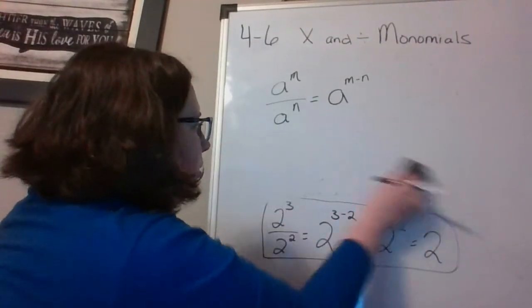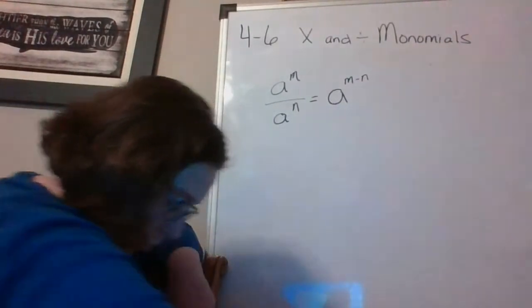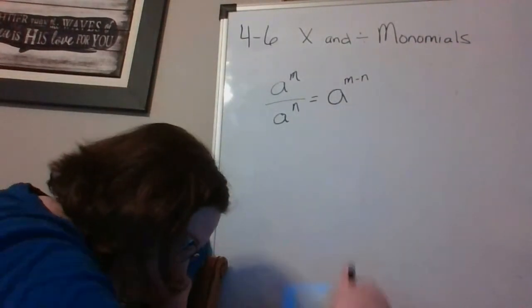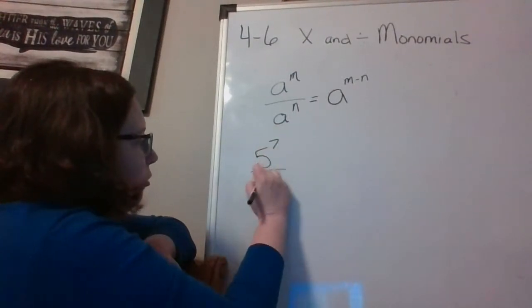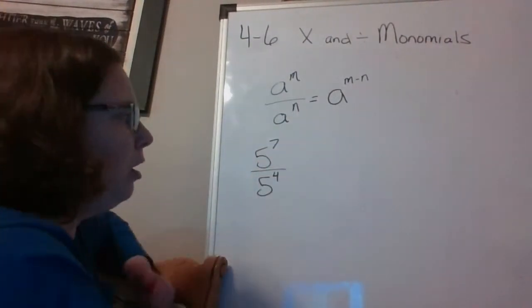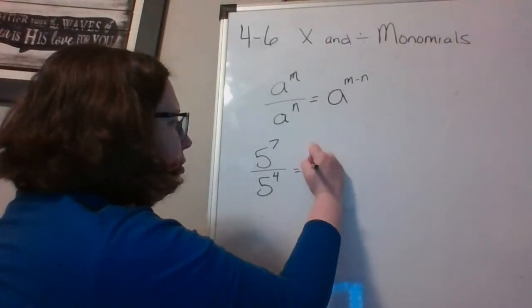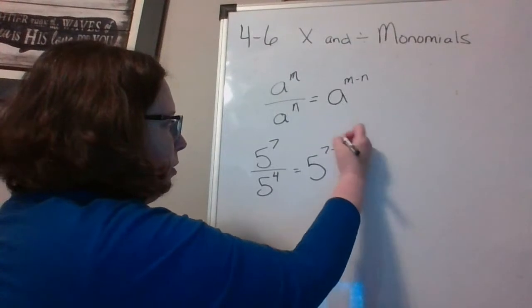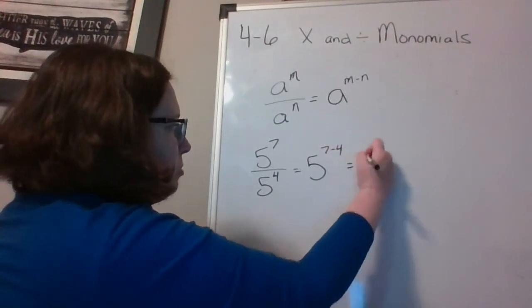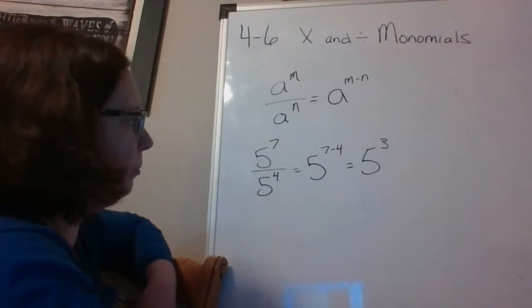When you look at a problem like this, we have 5 to the 7th power over 5 to the 4th power. When you do this, if you remember the rule, you have the same base, take your top exponent minus your bottom exponent, and you get 5 to the power of 3.